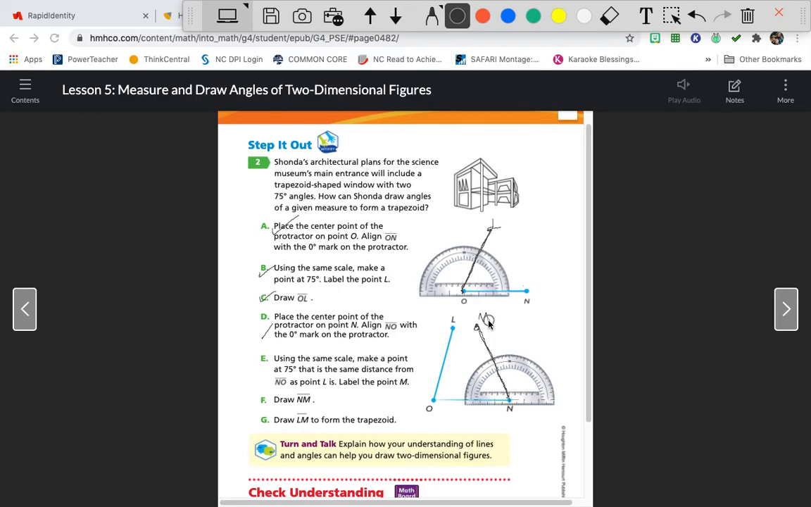Draw NM, which we did. Now you're going to draw a line segment LM to form the trapezoid. Okay, so remember, a trapezoid is a quadrilateral with only one pair of parallel sides, and we know that if we keep drawing line segments OL and NM, those are eventually going to cross over. So those aren't parallel, but we can say that line segment LM and ON are parallel. They're side by side. All right, pause the video and try check understanding on your own if you're able to.